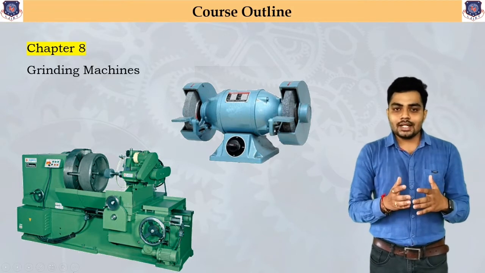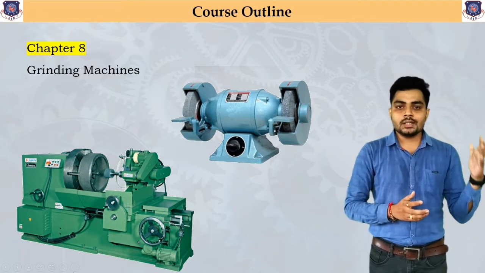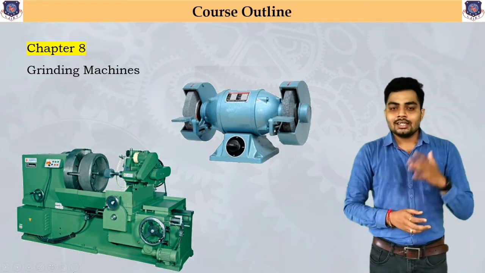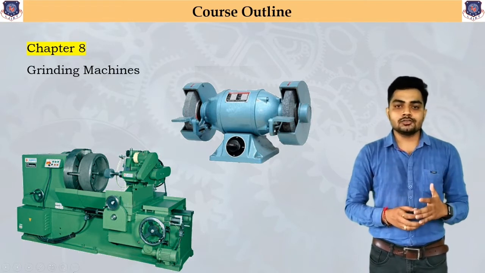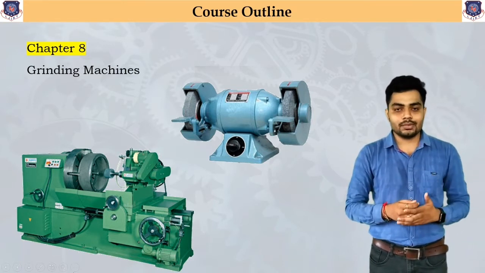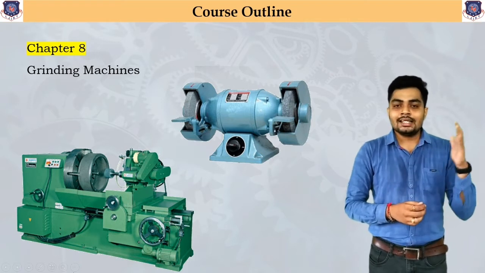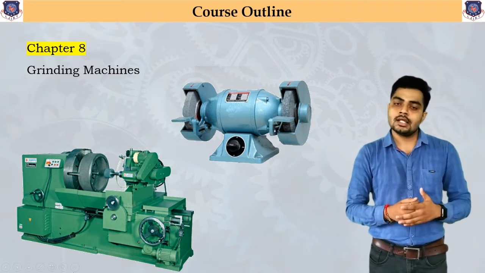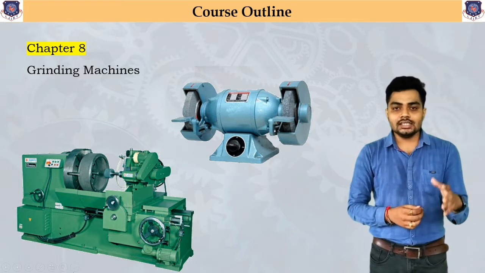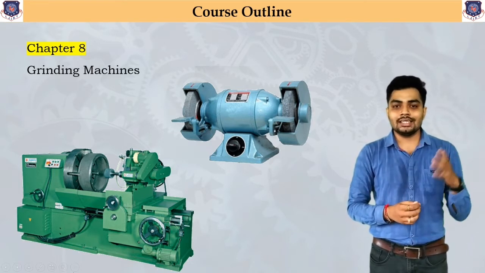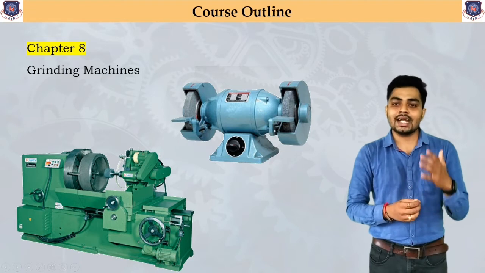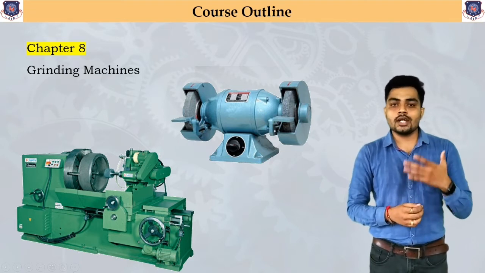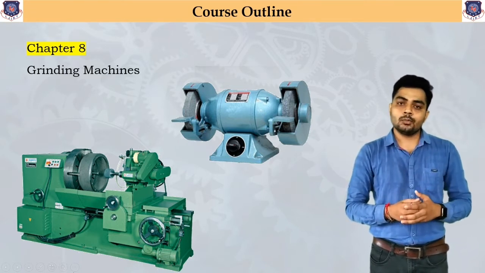If we summarize all the topics from chapter 1 to chapter 7, all these machines are useful to remove material from the workpiece, and there might be chances of minor surface deterioration on the workpiece also. So to provide finishing to that component, the last machining operation, the grinding machine, is useful.